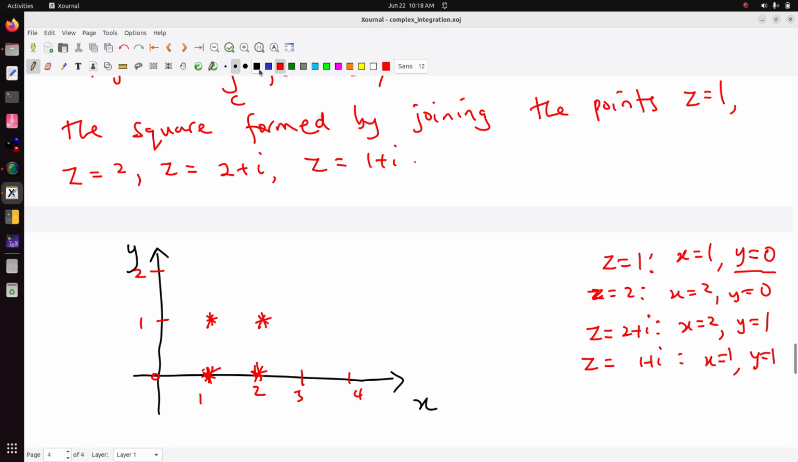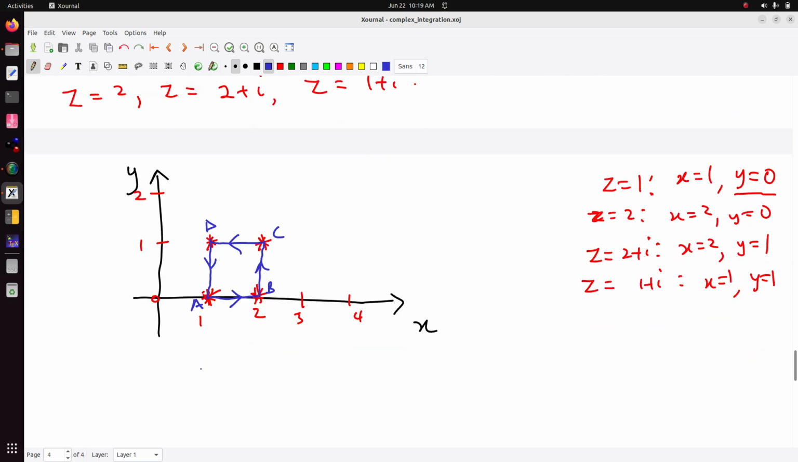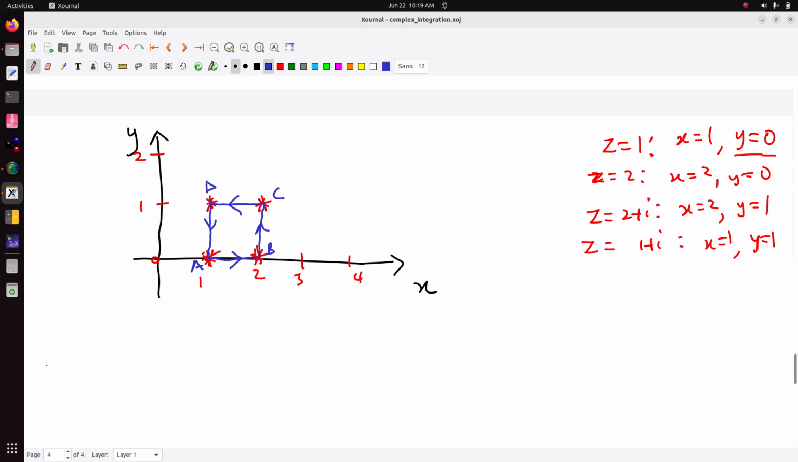So let's join the points. Okay, so it goes from here to this point, then to this point. So this is points A, B, C, D. Okay, now, to refresh your mind, z is x plus iy, and dz is going to be dx plus i dy.